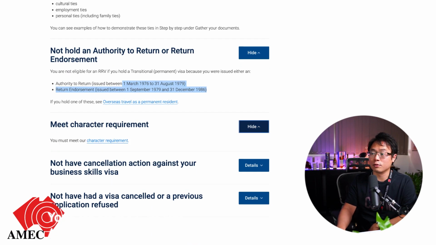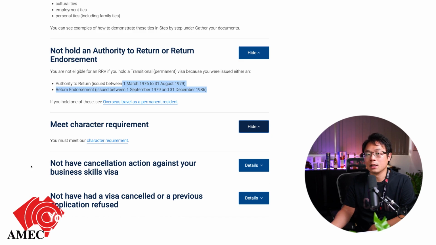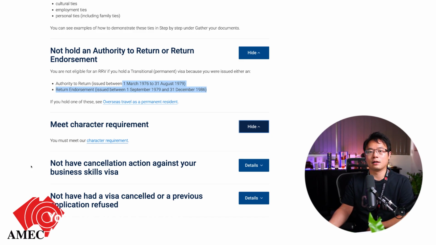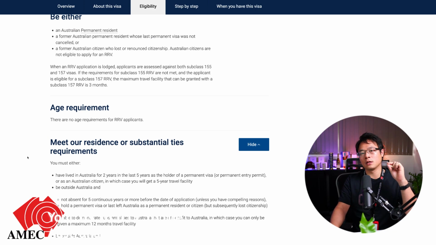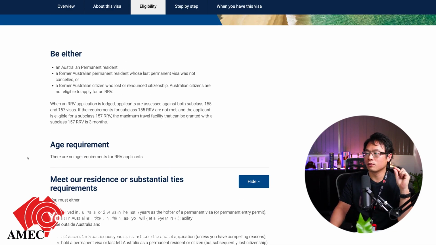Now obviously you need to meet character requirements, so there's no major criminal conduct that you have done previously. So that's basically for the renewal of permanent residence.